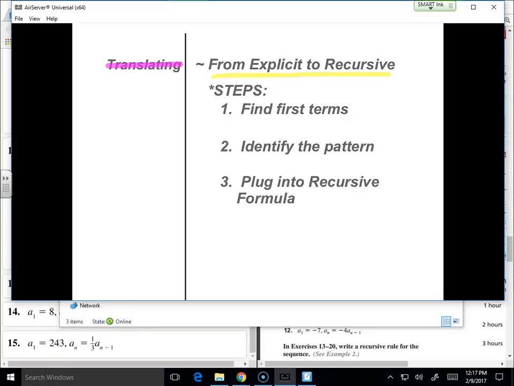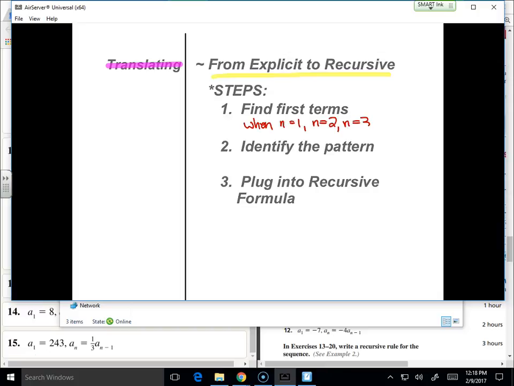Okay, you have 3 steps. Find the first terms. Now, I'm going to give you a couple hints. The first terms mean when n equals 1. I apologize. When n equals 1, n equals 2, n equals 3.